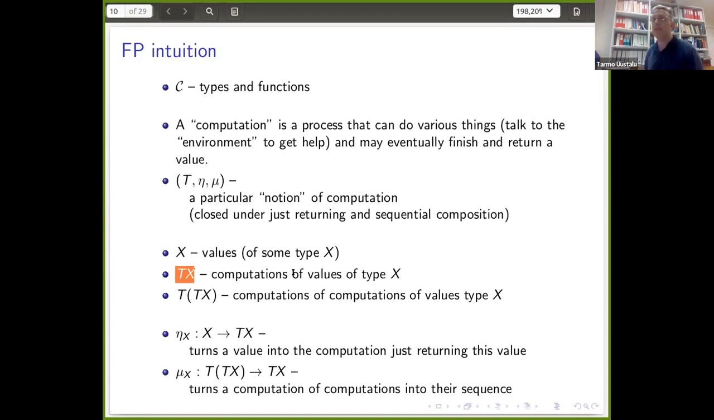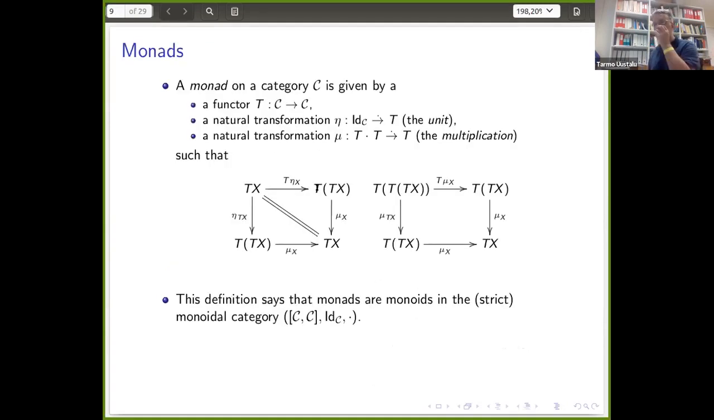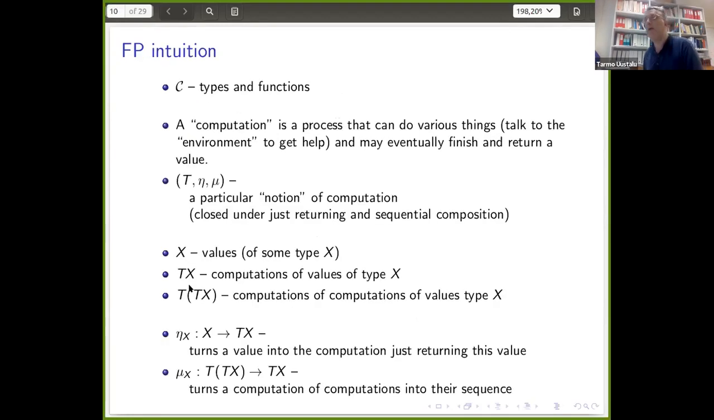A simple example is, if X is values of interest, then E plus X could be T of X, and it would be your computations of values of type X. Actually, that example is on the next slide. But then there are more complicated things. On the picture, you see T of X, and even T of T of T of X. What are those? These are computations that at the end don't return a value simpliciter, but return another computation of some value. So they are computations of values of type X. That's what these things are.